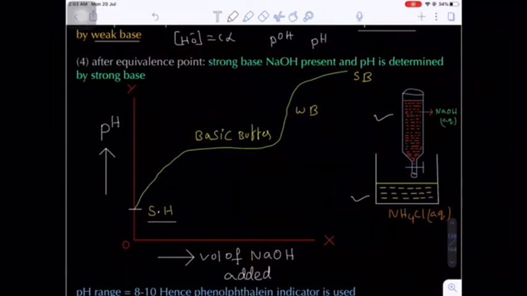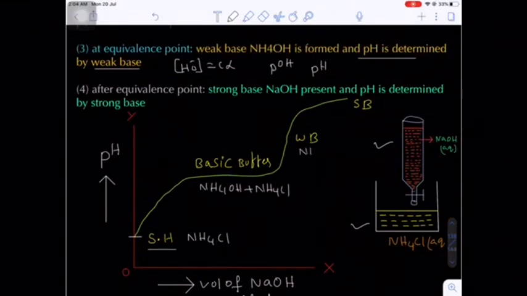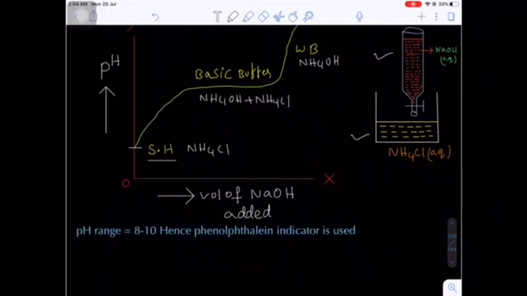This is the curve here, with pH value on the y-axis and the volume of NaOH added on the x-axis. Initially we have a salt, so salt hydrolysis. What is the salt here? NH4Cl. Cationic hydrolysis, we know how to calculate the pH. After that we have a basic buffer. The composition will be what? NH4OH plus NH4Cl. Yes or no? Then we have a weak base, that is NH4OH. And finally we have a mixture of weak base and strong base, that is NaOH.